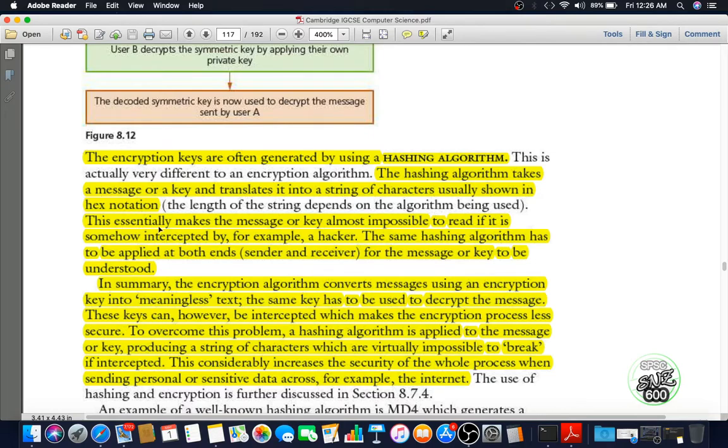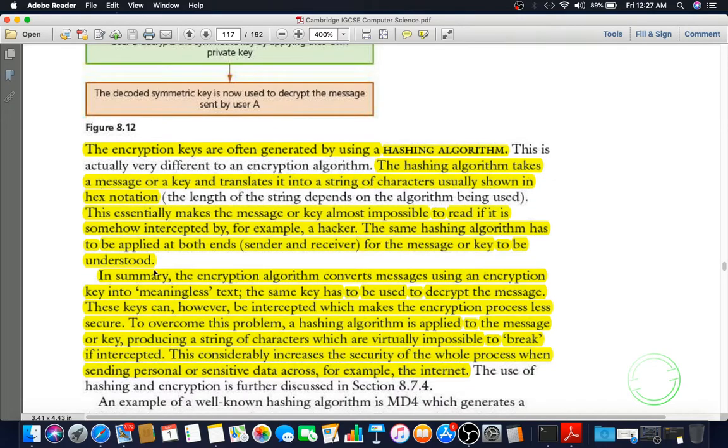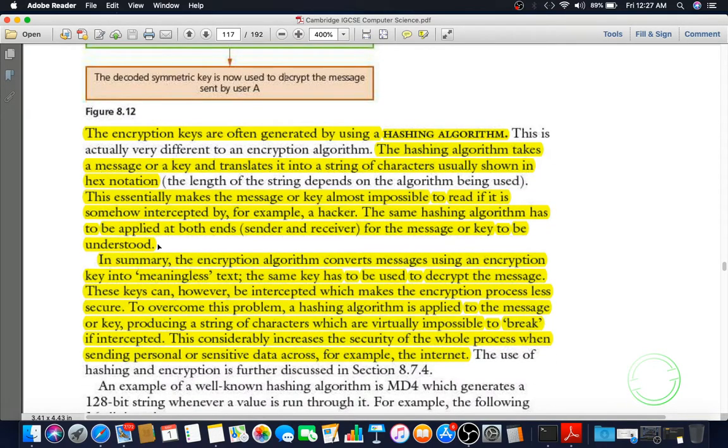Now this essentially makes the message or key almost impossible to read if it is somehow intercepted by, for example, a hacker. So it is a very good, very strong method: even if the hacker gets the message, it is not possible for him to read it. The same hashing algorithm has to be applied at both ends, sender and receiver, for the message or key to be understood. So these are actually the definition terms.